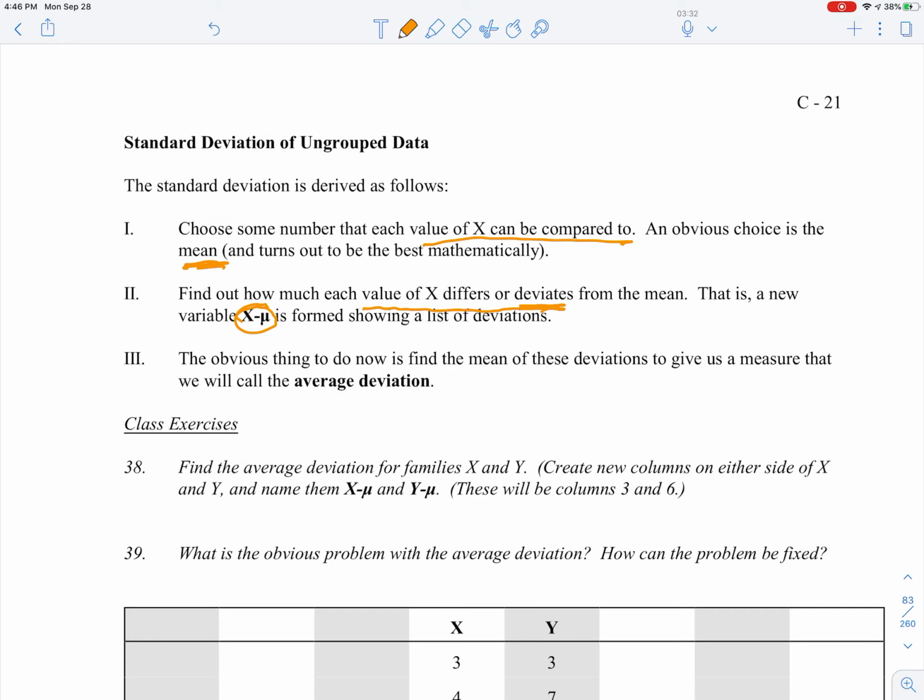Now, what does that have to do with standard deviations? Well, going back here, we use the mean as the benchmark of the data set. And so everything then is measured from the mean of the data. How much does each number deviate from the arithmetic center of the data? And that gives us a list of deviations.